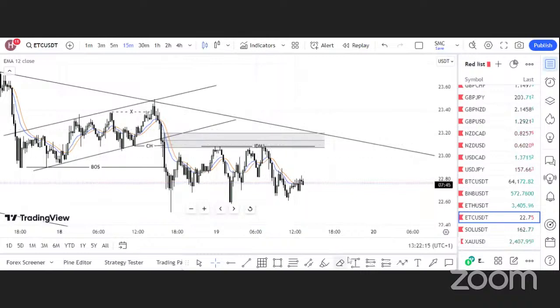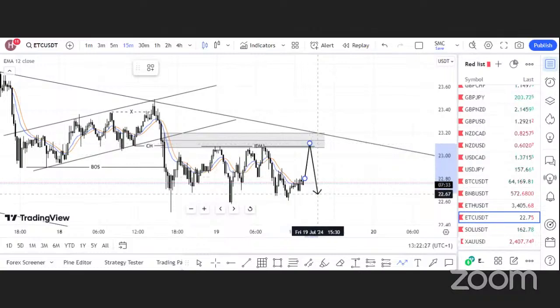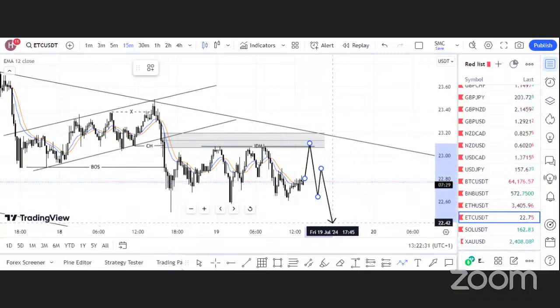Okay, so now I'm expecting this market to buy to this area, taking out all these levels. All right, so I'm expecting the market to do this, sell down, make another raise, and then continue to go down. All right.